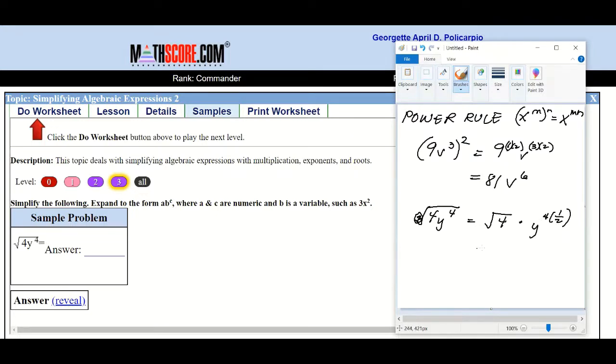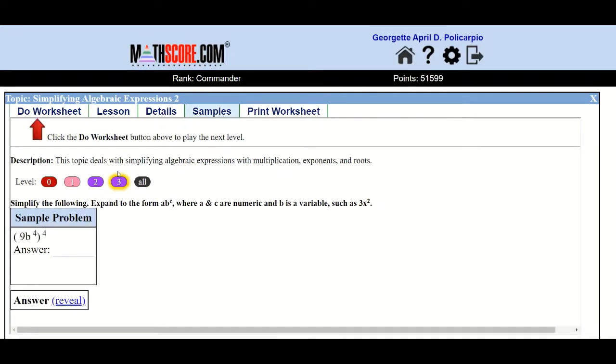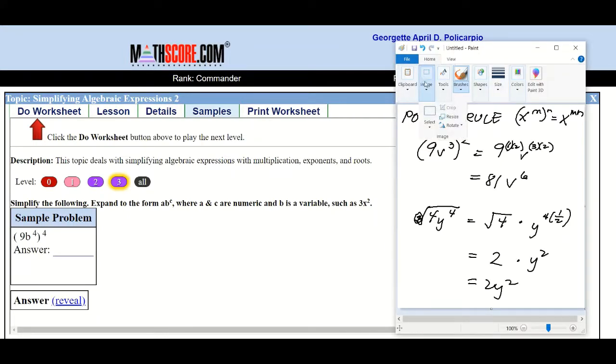Kapag sinagutan natin yan, square root of 4 is 2. Then, y to the 4th, 4 times 1/2. Diba? 4 times 1 is 4, divided by 2 is 2. So, 2 times y squared, or simply 2y squared. Reveal nga natin. Ayan, 2y squared. Isa pa. Sige, ito muna. Favorite number nila yung 9.